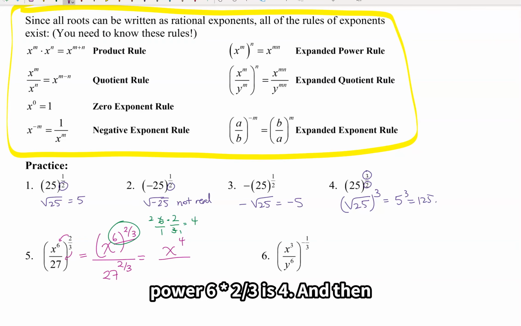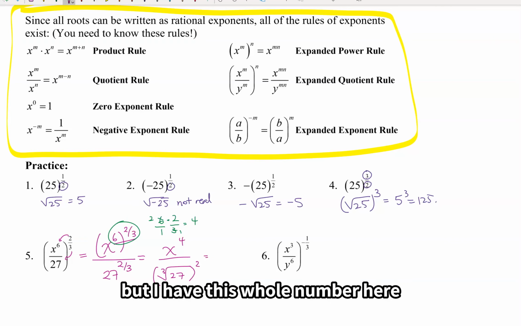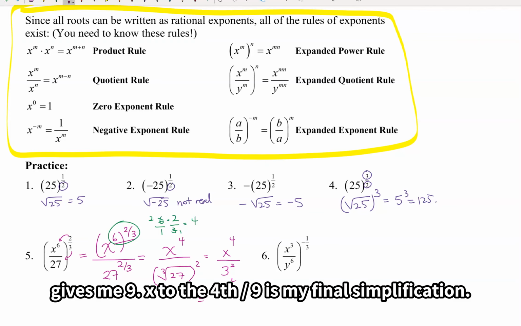6 times 2/3 is 4. And then I can do the denominator, 27 to the 2/3. Now I can change it and simplify it. But I have this whole number here. Cube root of 27 is 3. 3 squared gives me 9. X to the 4th over 9 is my final simplification.